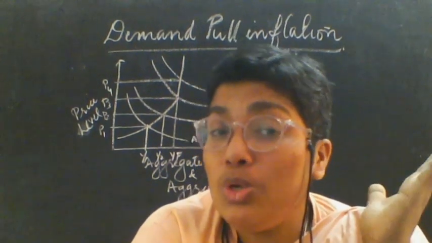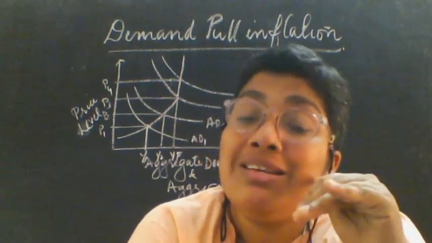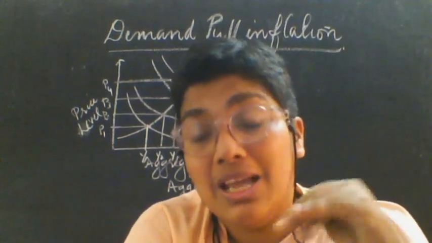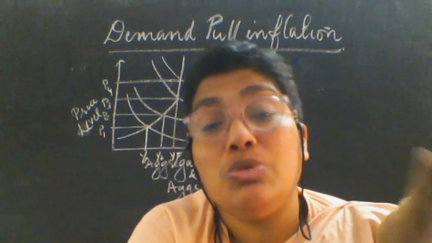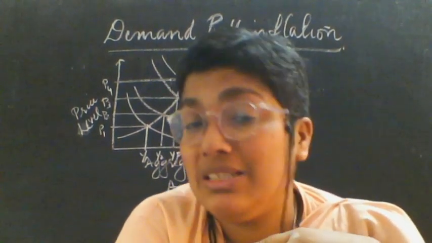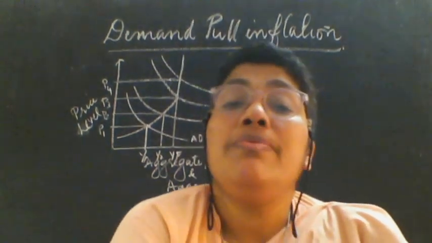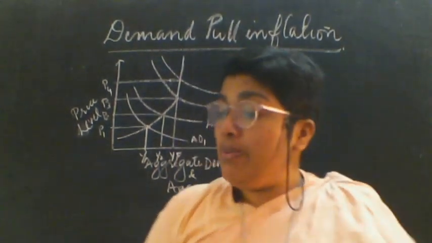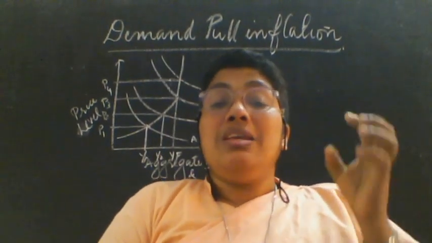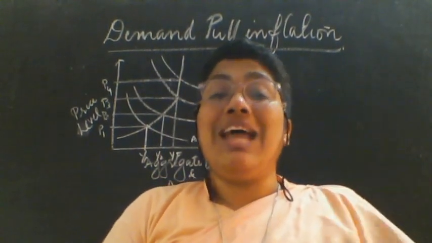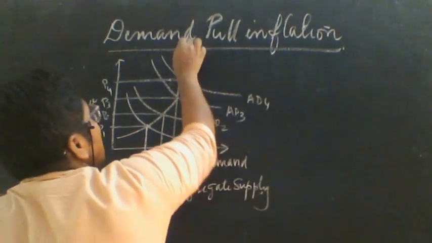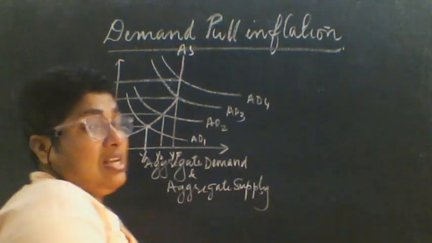I already told you the demand pull inflation takes place due to demand pull factors or demand side factors, and cost push inflation takes place due to cost push factors or supply side factors. Okay, so demand pull inflation. Now what is demand pull inflation? Demand pull inflation occurs when aggregate demand increases much more than the aggregate supply.